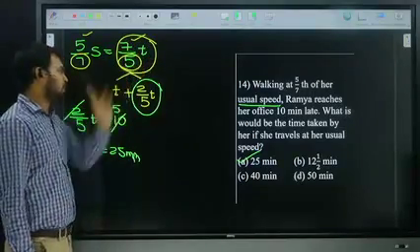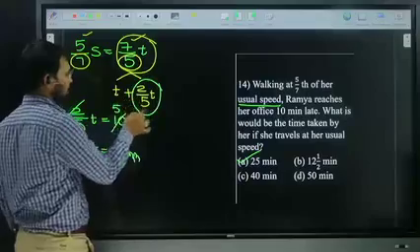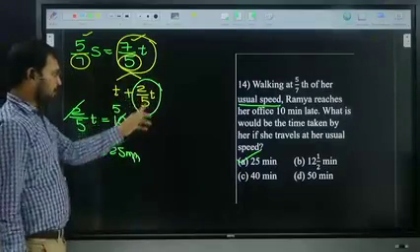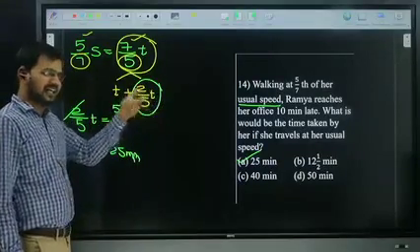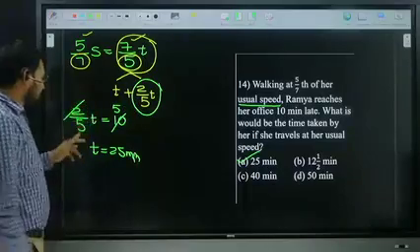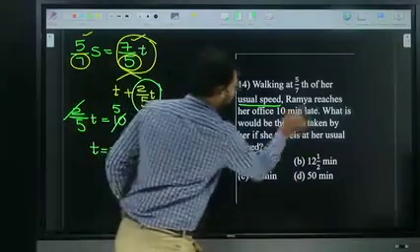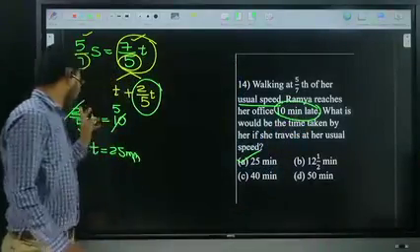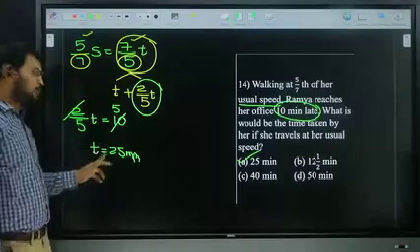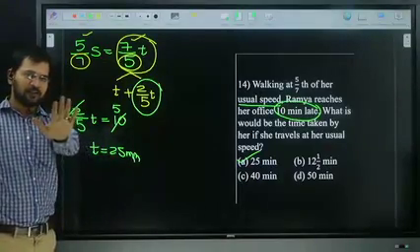So 7 by 5, here I am splitting as 1 plus 2 by 5. Original time plus 2 by 5 of t. This 2 by 5 of t is the extra time, the late time. 2 by 5 of t is nothing but 10 minutes late. Therefore, original time is equal to 25 minutes. All of you clear?